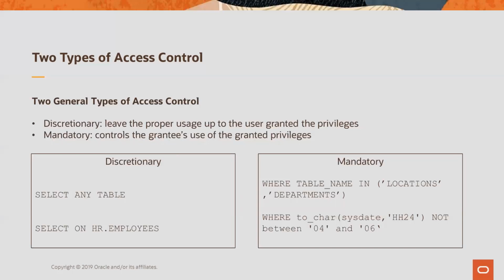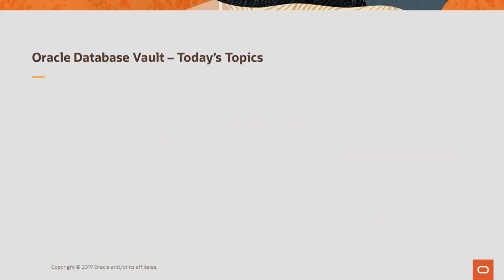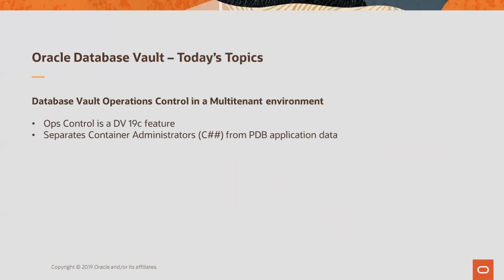Now, maybe on that batch job, we don't want you to access that HR table between 4 and 6 a.m., because that's when our batch jobs run. Maybe we want to do it differently. We can apply different rule sets to different commands. We can mix it up based on the user. So there are lots of things we can do with Database Vault. Today's topic, though, is Database Vault operations control in a multi-tenant environment.